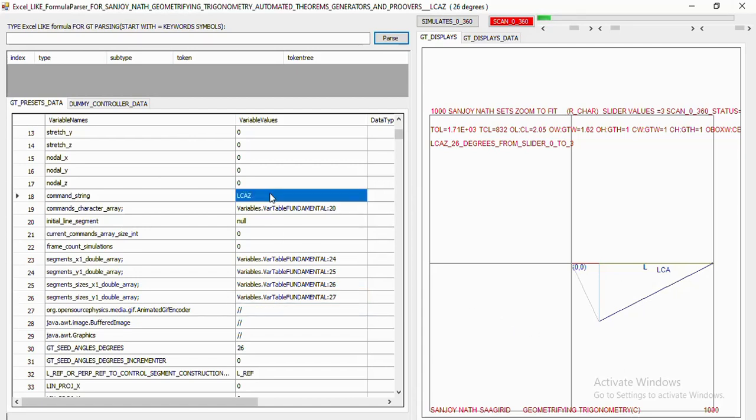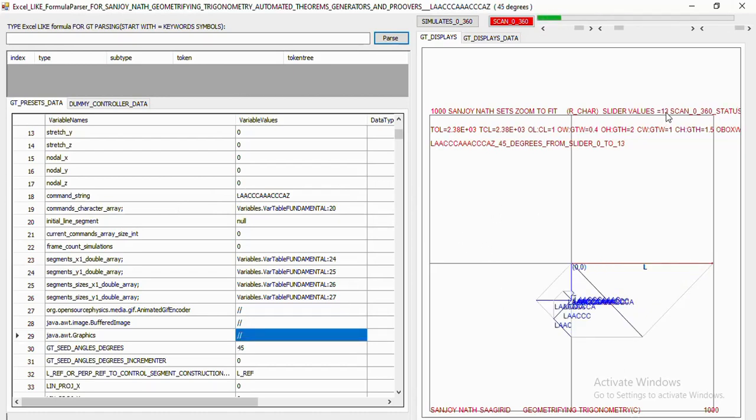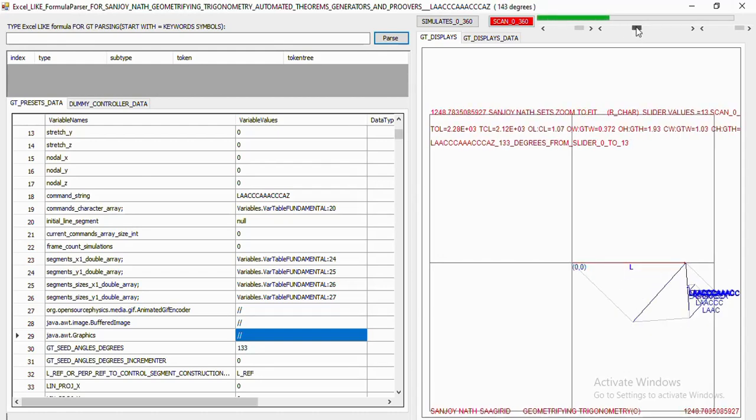Now if you want to see how it should look like, LAAC, CCA, AAC, CCA, Z, how many characters are there? It is showing there are 13 characters, slider value 13, which means cos to the power 13 theta. It is showing the cos to the power 13 theta, and we can see its behavior like this.